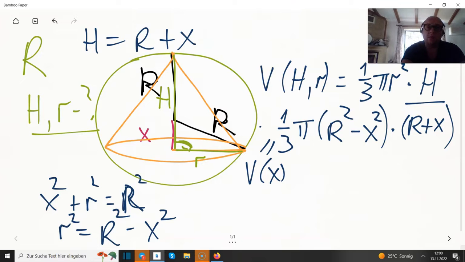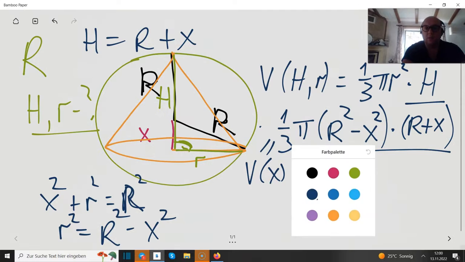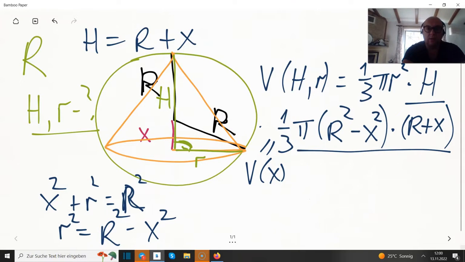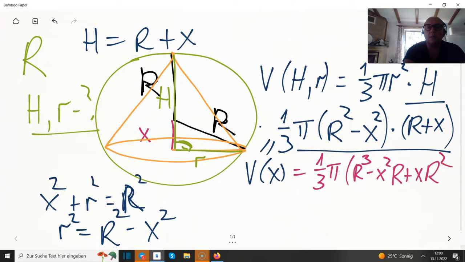Once again, look at the formula. As an unknown, we have only x. So we're multiplying out here. We're going to get a third pi still outside: R cubed minus x squared R plus x R squared minus x cubed in there. Can we simplify something? No, we can't. All right, so let's keep it this way.